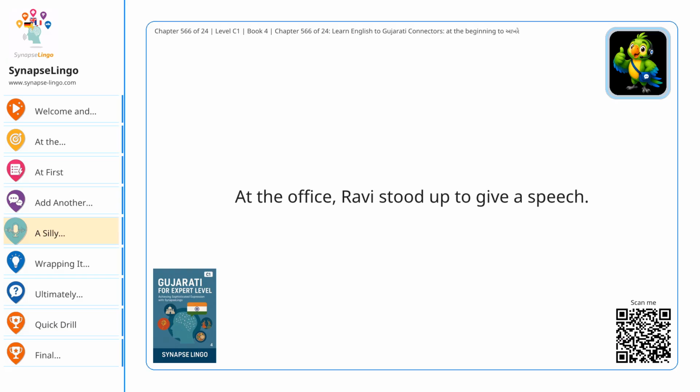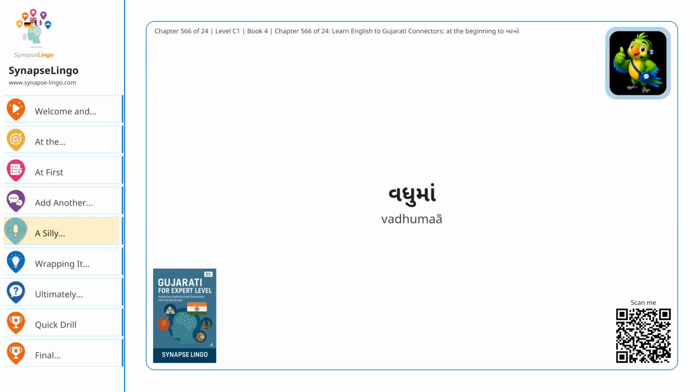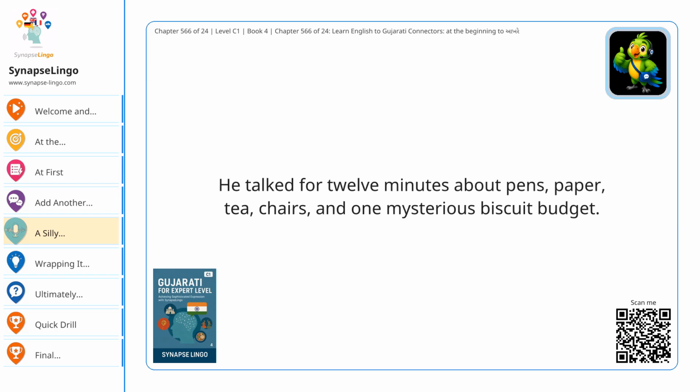At the office, Ravi stood up to give a speech. He said, Sharuatma. I was nervous. That means, at first, I was nervous. Then he continued, this plan is cheap. Vaduma. It is simple. That means, furthermore, it is simple. He talked for 12 minutes about pens, paper, tea, chairs, and one mysterious biscuit budget.